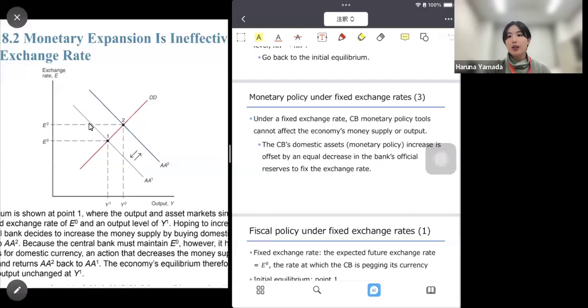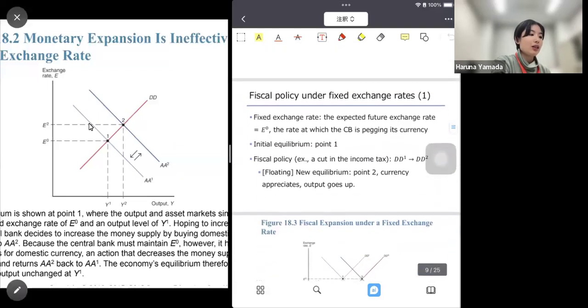So under the fixed exchange rate, central bank monetary policy tools cannot affect the economy's output or money supply. The central bank's increase in domestic assets is offset by an equal decrease in the bank's official reserves to maintain the fixed exchange rate. Therefore, the money supply is not affected, so monetary policy cannot affect the entire economy.